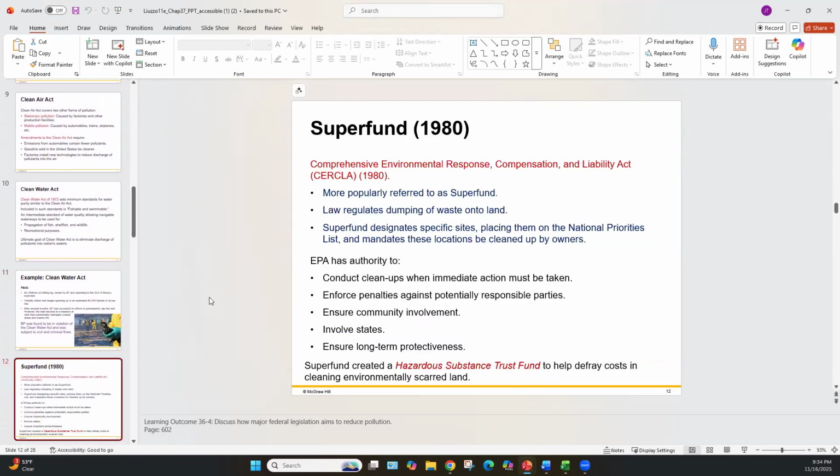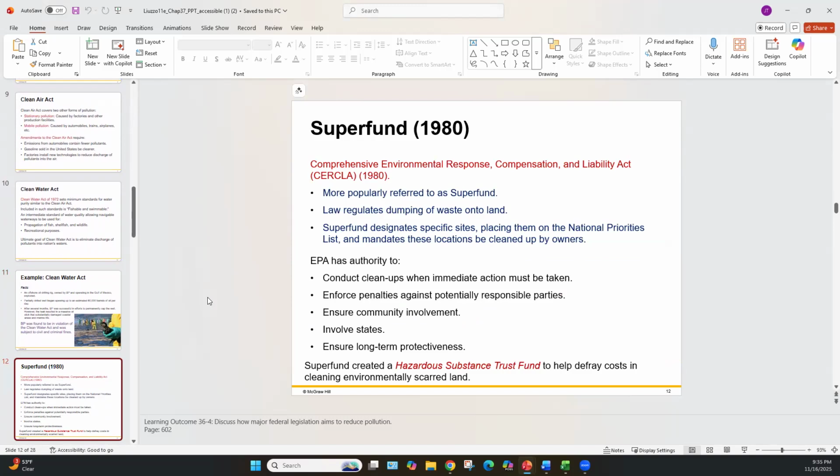All right, the Superfund of 1980. The Comprehensive Environmental Response, Compensation, and Liability Act, CERCLA, more popularly referred to as Superfund, as I was saying at the beginning of the lecture. If some of you are involved in politics, you've probably heard this thrown around a few times. The law regulates dumping of waste onto land. Superfund designates specific sites, placing them on national priorities lists, and mandates these locations be cleaned by owners.